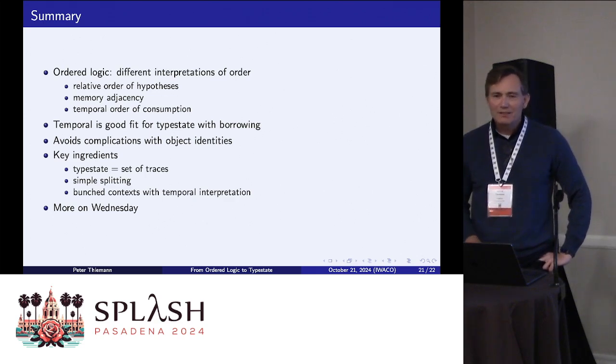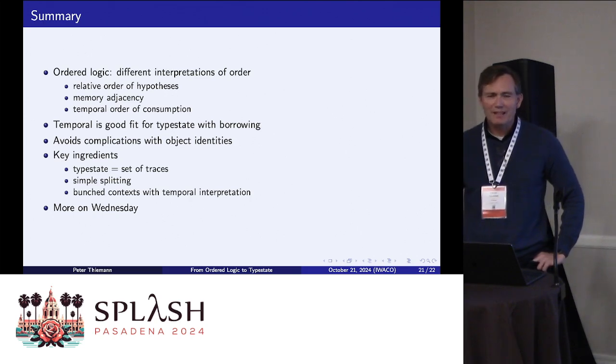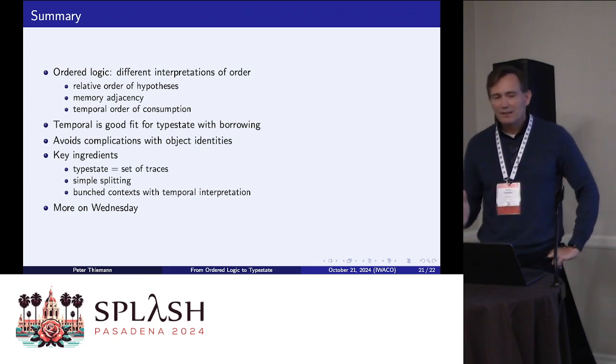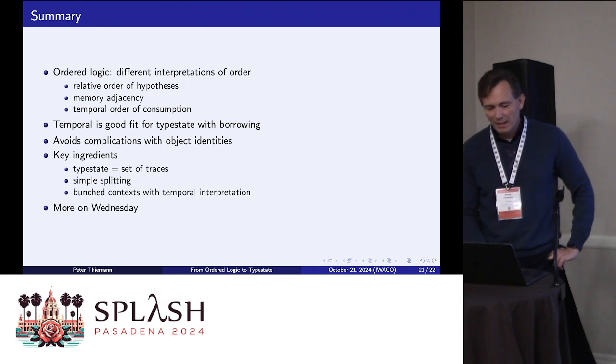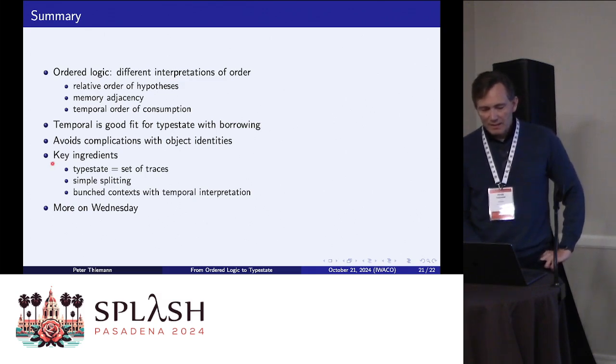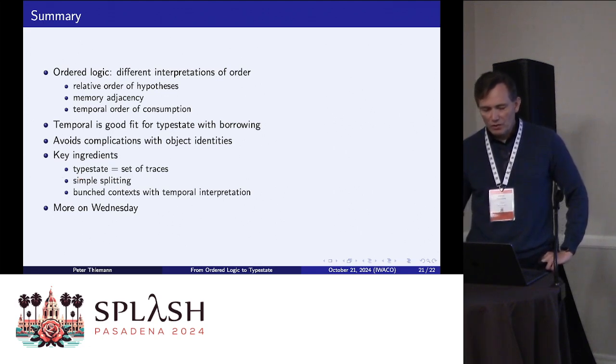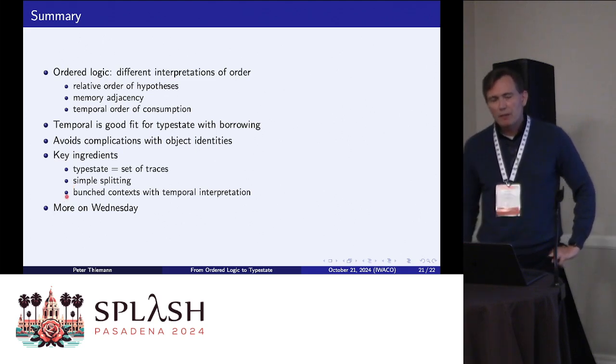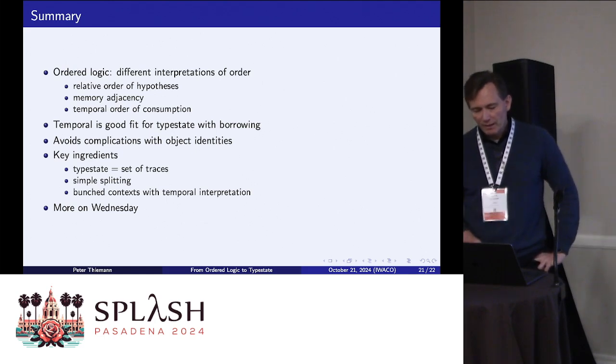That's really super annoying because then you have to introduce universal quantification over identities. And actually, we tried that in some previous work, and it gets very messy. So the key ingredients here are that we are interpreting Typestate as a set of traces of future operations, a very simple splitting operation, and bunch contexts with a temporal interpretation. We feel that these are the key points of our work.